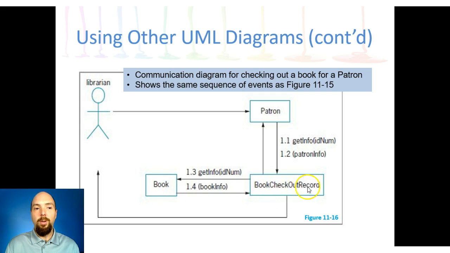So what we're going to do is start filling out information on the checkout record. And so we get some of the information from the patron, we get some of the information from the book, and then when everything's filled out, then we actually go back and check out the book for them.